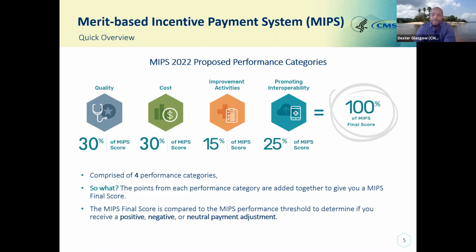That becomes important because we assign to each clinician under the MIPS program something called a final score, which is based off of your performance on these 4 categories. The performance threshold we have proposed for calendar year 2022 is 75 points. Clinicians who fall below 75 points will get a negative adjustment, meaning a penalty and a reduction in their claims, so less money. If your score is above 75 points, you will get a positive adjustment, or more money on your claims. And if your final score is 75 points, you will get a neutral adjustment.